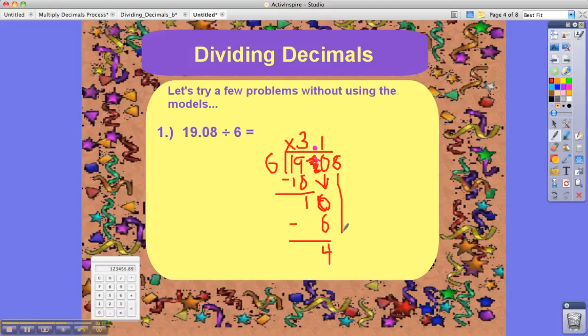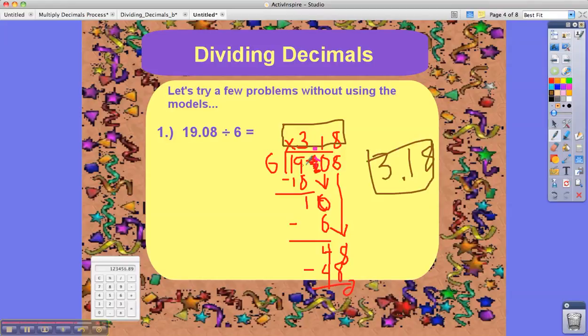So then I bring down my 8. Can 6 go into 48? Yes. 6 times 8 is 48. So we're going to bring an 8 up here. Notice I wrote the 8 right above the other 8. 6 times 8 is 48. So subtract. I have nothing left. So I am done. So my answer for 19 and 800ths divided by 6 is 3 and 1800ths.